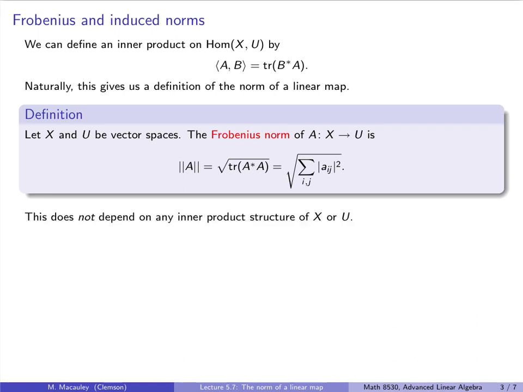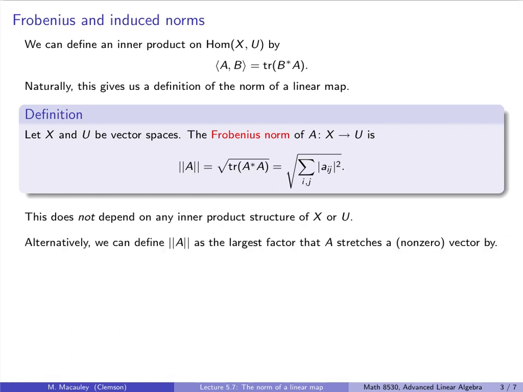Notice, and this is important, that this definition does not depend on any inner product structure of X or U. Even though I define this in terms of a matrix, the trace does not depend on a matrix or a choice of basis. It's just easier to think of it this way. So this is fundamentally a property of the linear map, regardless of inner product and regardless of choices of bases.